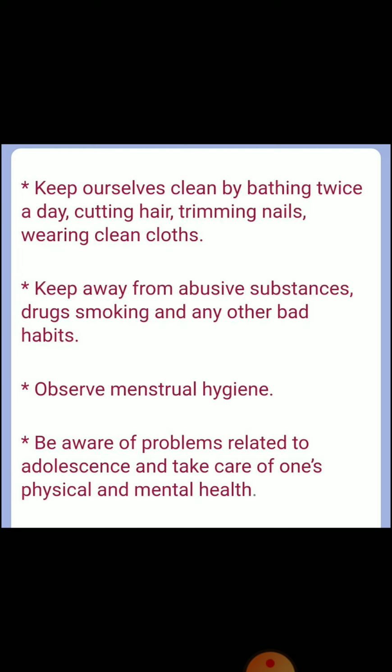Keep ourselves clean by bathing twice a day, cutting hair, trimming nails, wearing clean clothes. Keep away from abusive substances, drugs, smoking, and any other bad habits. Observe menstrual hygiene. Be aware of problems related to adolescence and take care of one's physical and mental health.